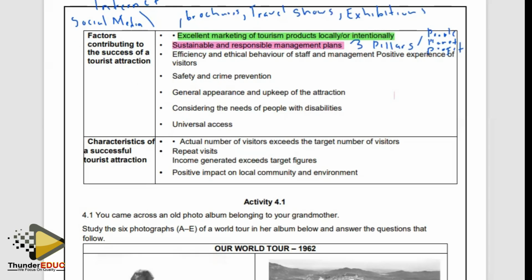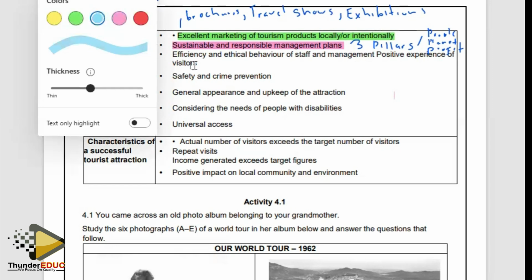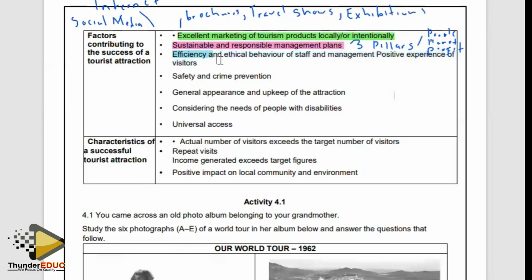Then, moving on to the third factor, we also have efficient and ethical behavior of staff management, which creates a positive experience for the visitors. So when the staff conduct themselves in an efficient and ethical way, it results in a positive experience for visitors. So visitors would end up enjoying themselves, then they'll end up visiting the site or the attraction over and over again. So the more visitors are coming to the site, the more successful the site becomes.